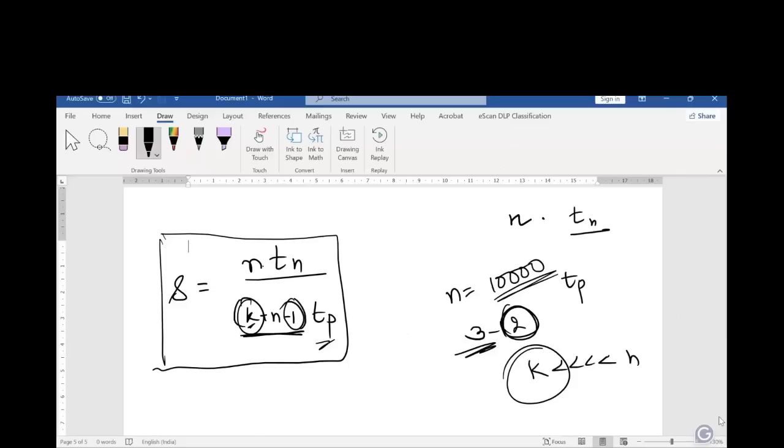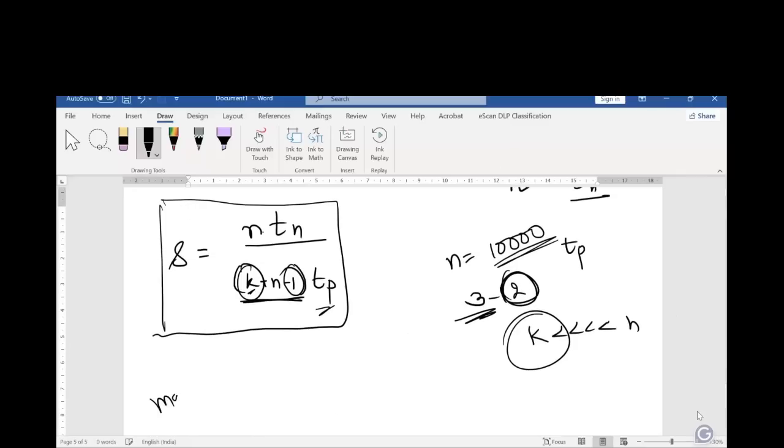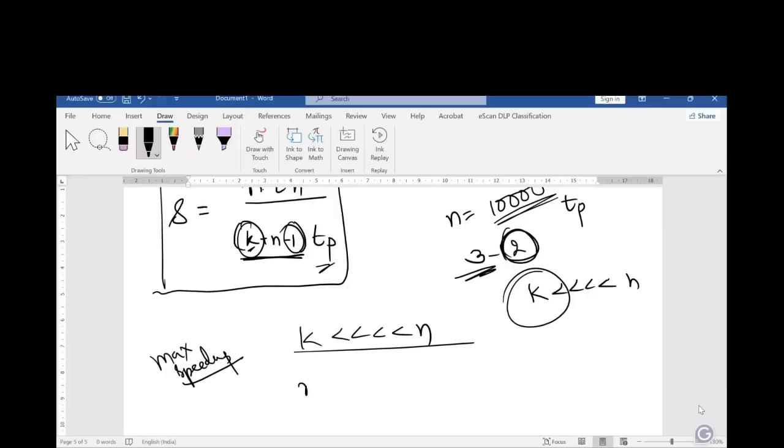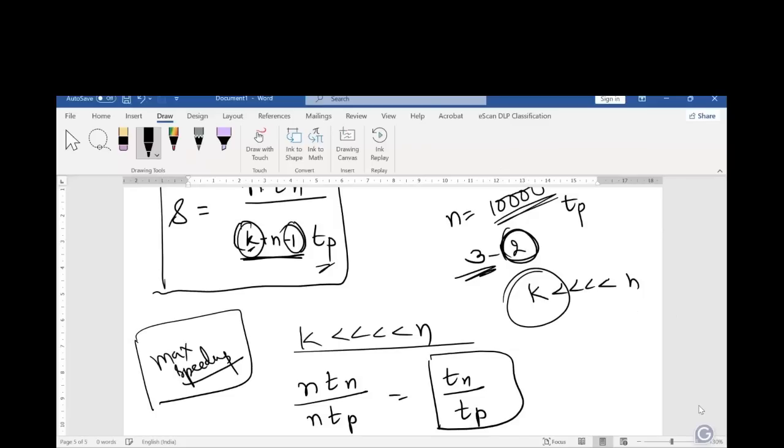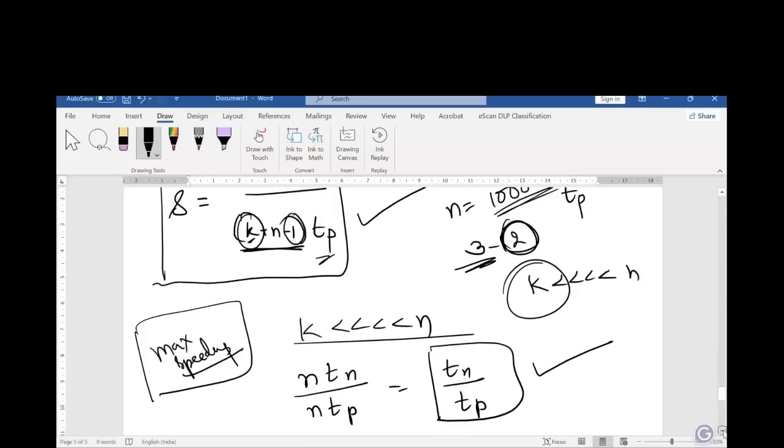So if you want to achieve the maximum speed up ratio, what is the maximum speed up ratio? It is where I consider k to be very, very small compared to n. In this case, k minus 1 is ignored. So it becomes n Tn upon n Tp, which is equal to Tn upon Tp. This is the formula for the maximum speed up ratio. Understood? First we calculated the actual, practical value of the speed up ratio, then we calculated the maximum speed up ratio. Is that clear?